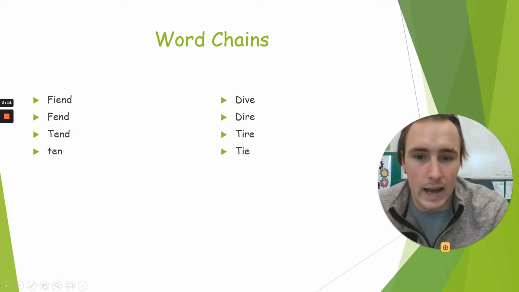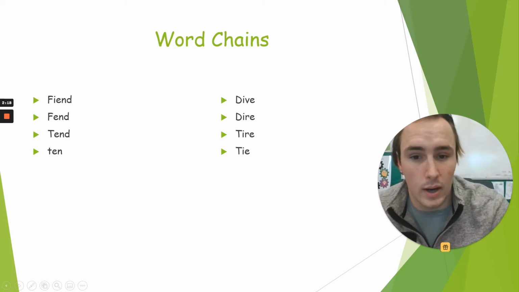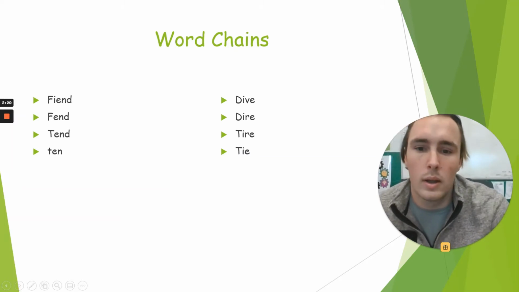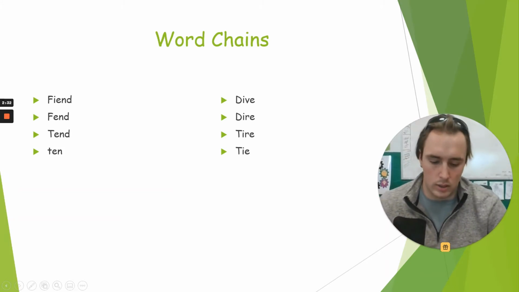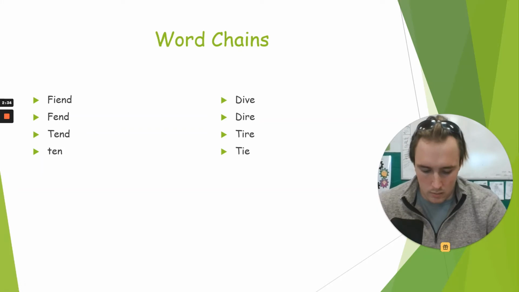We've got dive. I want to change dive to dire, so I drop the V and I add the R. We want to change dire to tire. I drop the D and I change it to a T. It turns to tire. I want to turn tire to tie, so I just drop the R and it turns to tie.